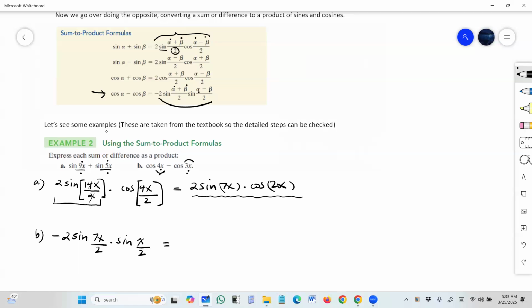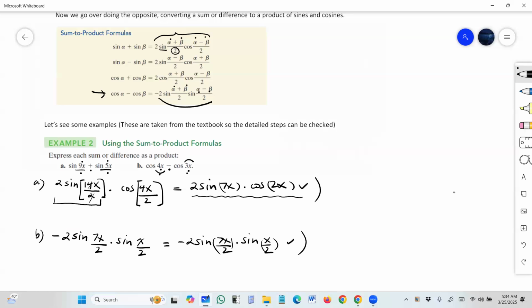This one I cannot simplify anything, so I just write the final answer: sine 7x over 2, sine x over 2. That's it. I am done with both cases. We went from a sum or difference and turned it into a product. That's all we have to do. We pick the correct expression and we simplify.